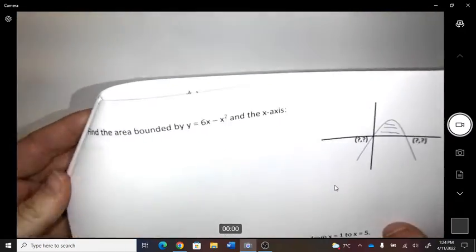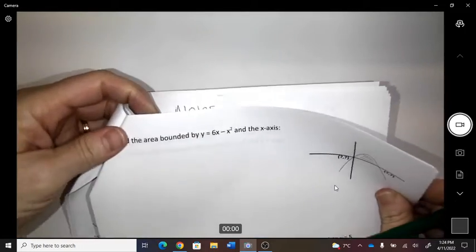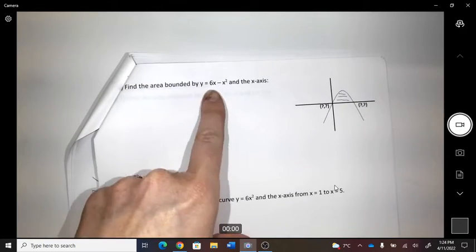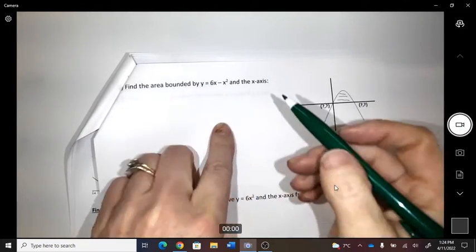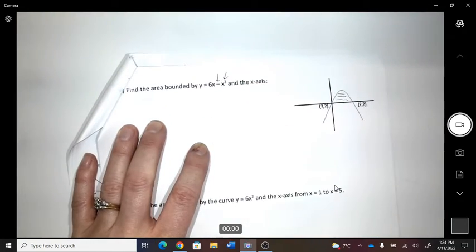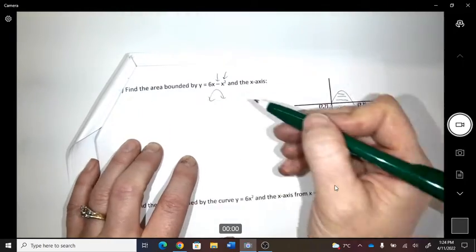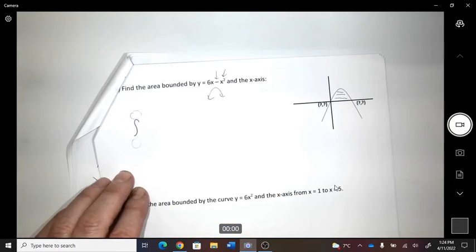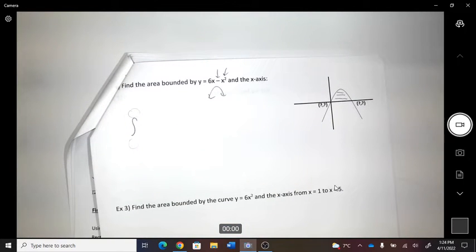Okay, so here is where we're going to add on to what we know. Okay, so find the area bounded by that and the x-axis. Okay, so this I know is a parabola, and I know it opens down. I know those things again. But this time, when I'm integrating, I have not been given any numbers. So we're going to have to find our numbers.